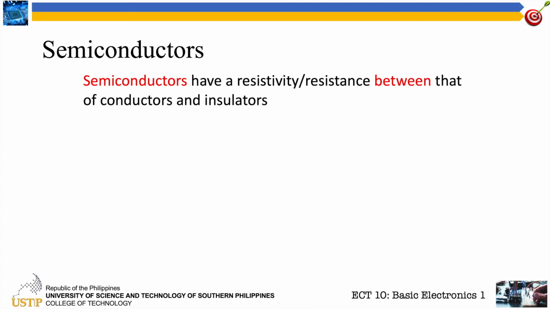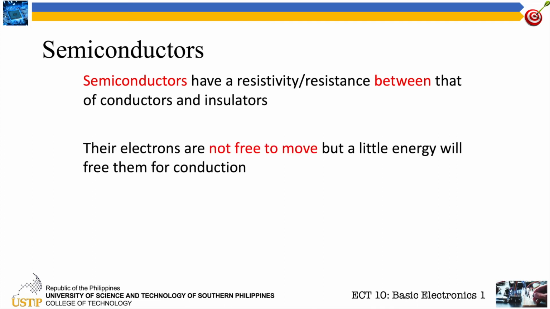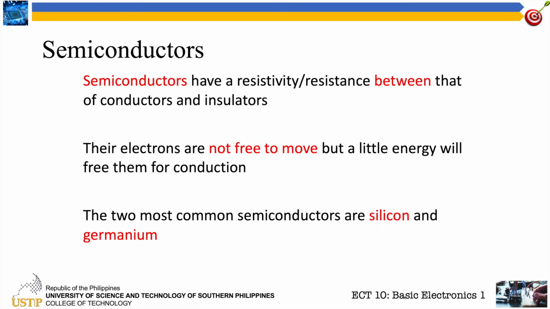So maybe we can now have an idea how many free electrons there are in our semiconductors. Their electrons are not free to move, but a little energy will free them for conduction. Of course, we need energy for those electrons to move from one atom to another atom. The two most common semiconductors are silicon and germanium.